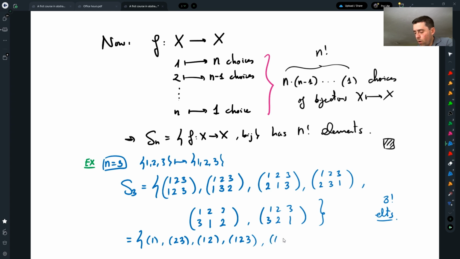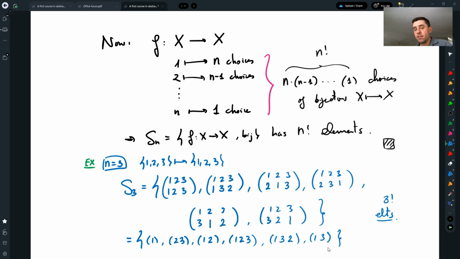In the fifth element, like the movie, 1 goes to 3, and then 3 goes to 2, and 2 goes to 1, so that closes the cycle. And in the sixth element, 1 goes to 3, 3 goes to 1, so it closes that cycle, and 2 goes to 2. So these are all the possible elements in S3. Okay, very good. Let's see, though.